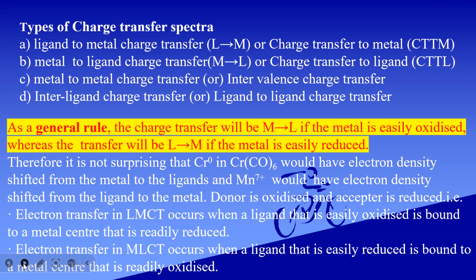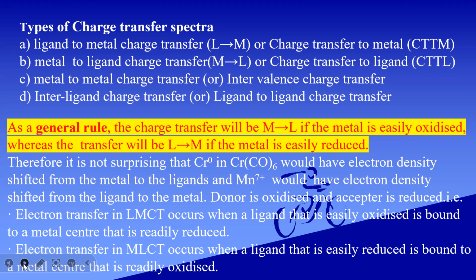In the case of Mn7+, there is no electron in Mn, so the electron density would shift from ligand to metal. Generally, the donor is oxidized and the acceptor is reduced. The electron transfer in ligand to metal charge transfer occurs when the ligand that is easily oxidized is bound to the metal center that is readily reduced.